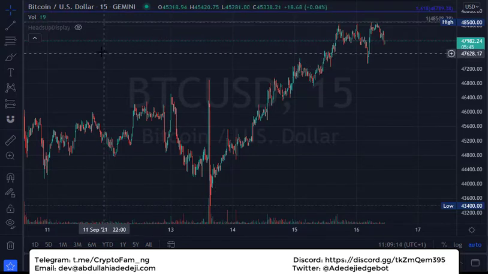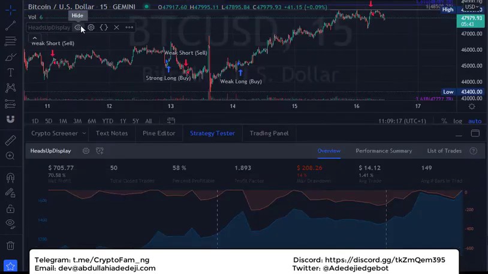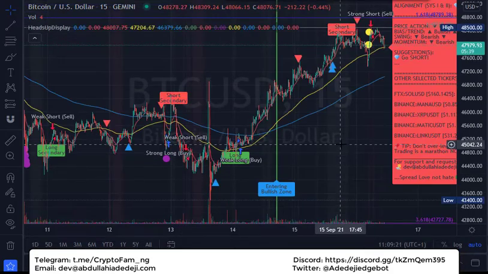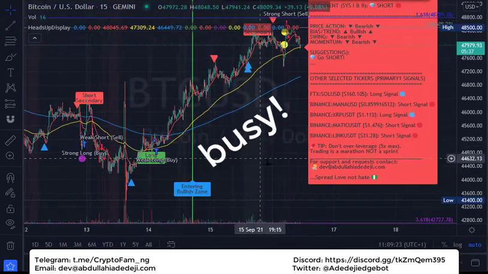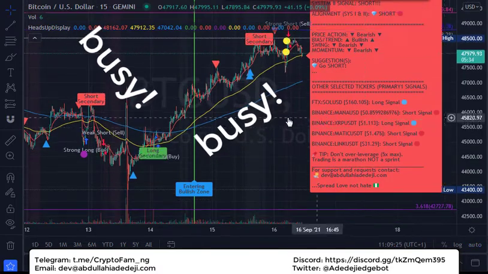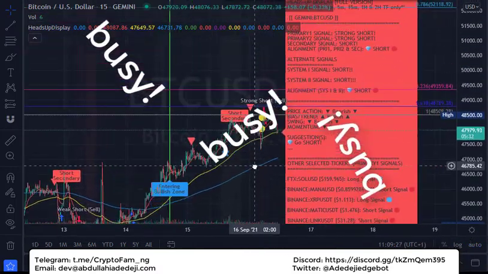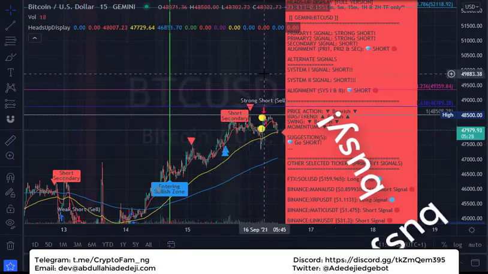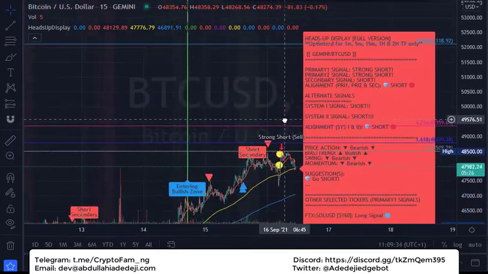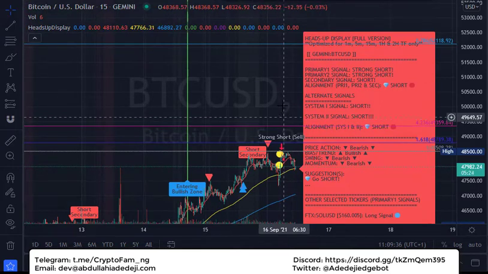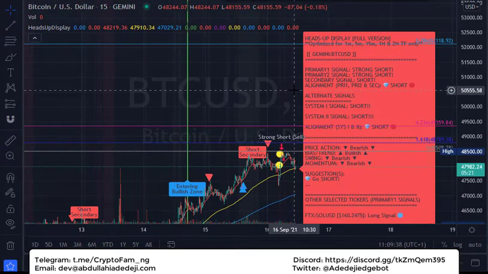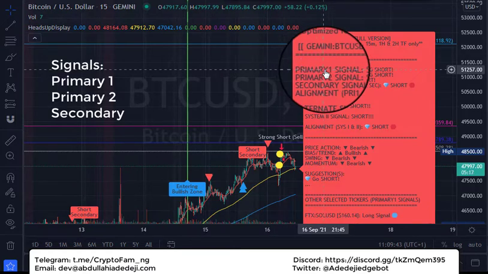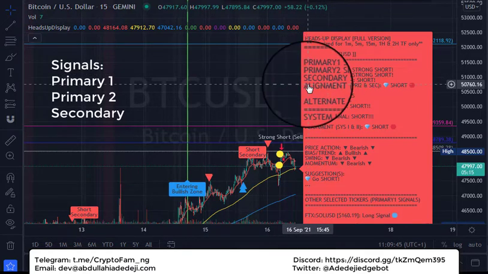So as a default, when you add heads-up display to your chart, it comes kind of busy with so many things on the screen. I'll explain what they all mean, and that's what this video is all about. So the first part of the label is the signals. We've got three signals: primary 1, primary 2 and secondary.